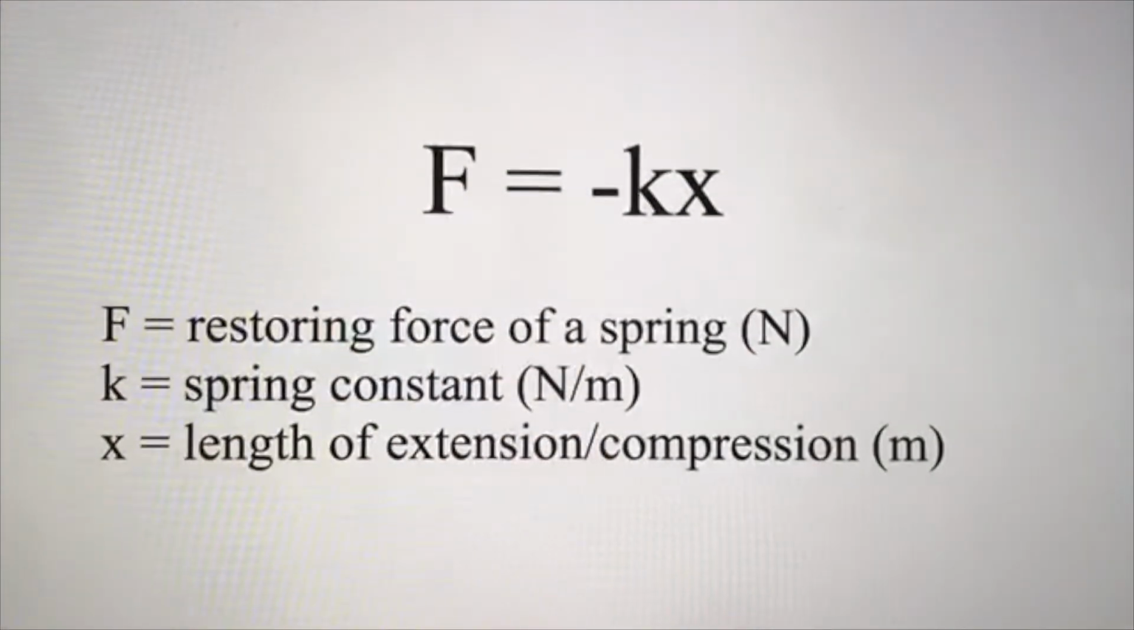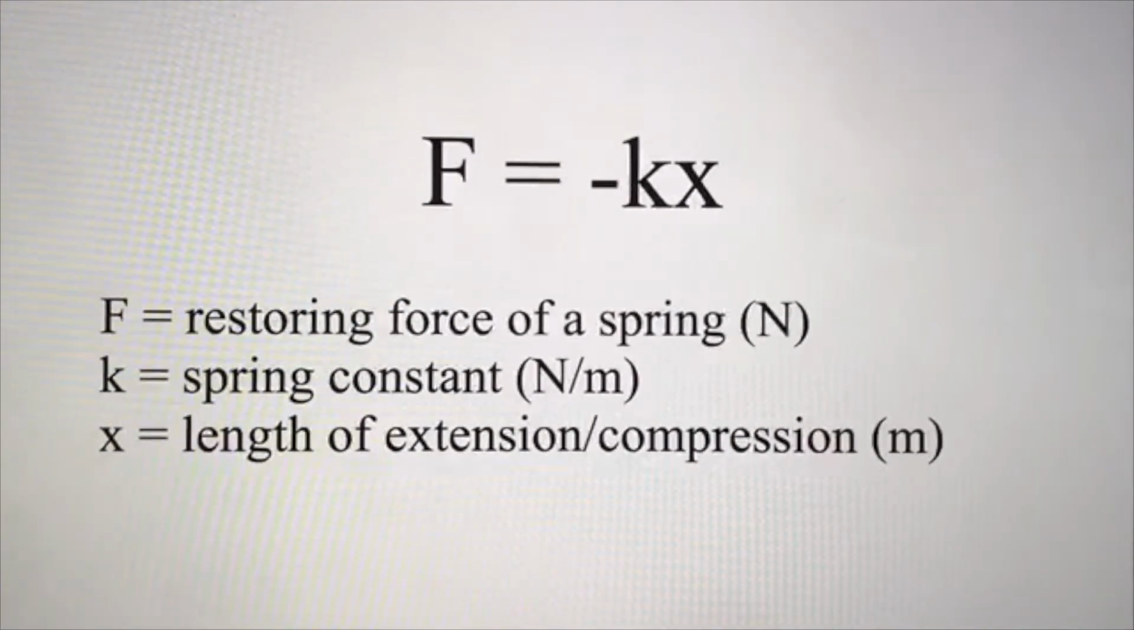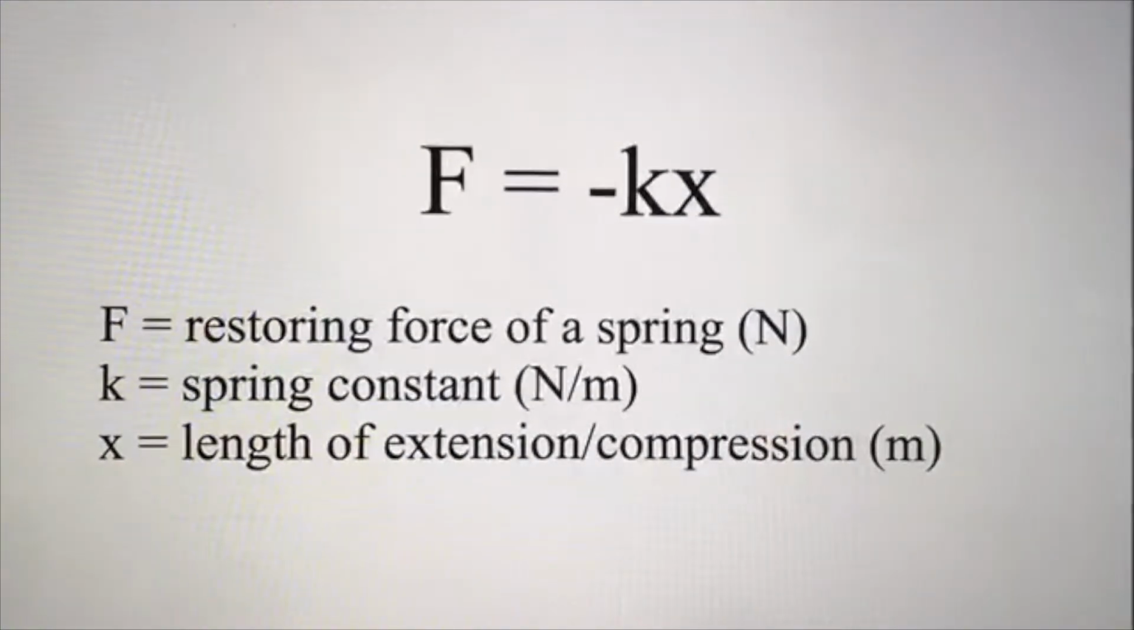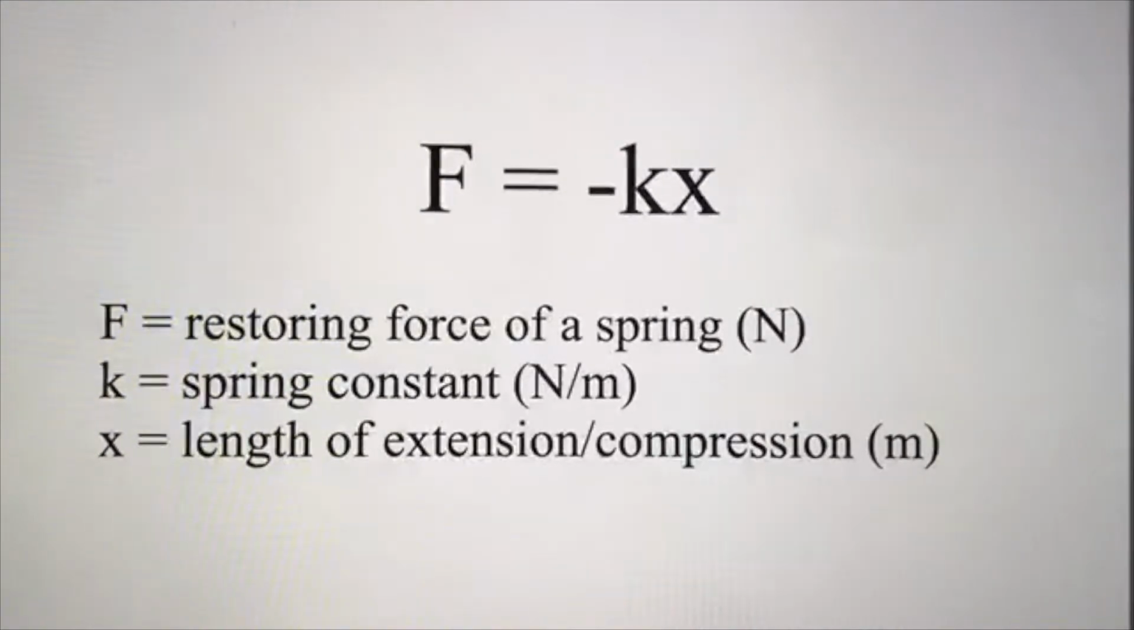The equation for Hooke's law is F equals negative K times X. F is the restoring force of a spring and is measured in newtons. K is the spring constant and is measured in newtons over meters. X is the length of extension or compression and is measured in meters. F is called the restoring force because the spring always attempts to return to its equilibrium position.